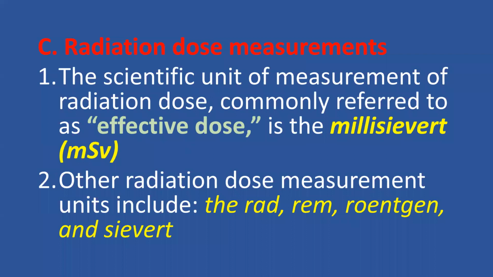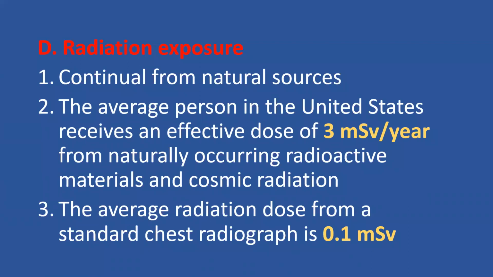The radiation dose, the effective dose, is in millisieverts. And from now on, I'll speak about MSV. Other radiation doses used are the RADS, the REM, the Roentgen, and the sievert. Radiation exposure. If you look at the United States, you have a continuous radiation exposure from natural sources. The average person in the United States receives an effective dose of 3 MSV per year from naturally occurring radioactive materials and cosmic radiation. If you compare this to a chest X-ray, it's only 0.1 MSV. So you can imagine how much radiation is being received naturally.